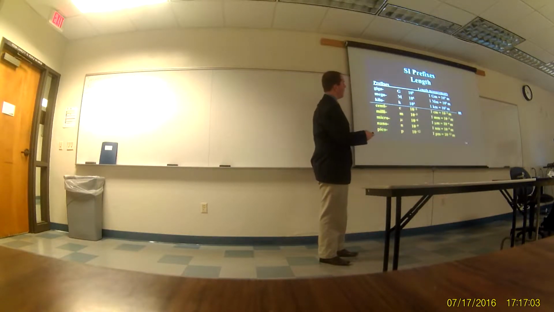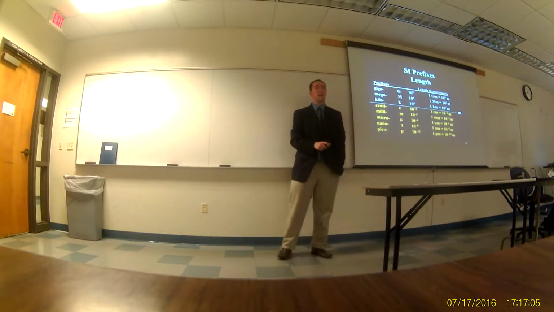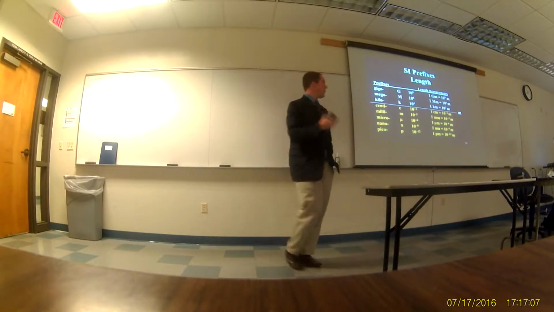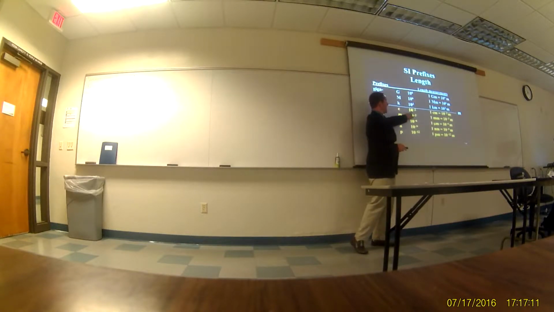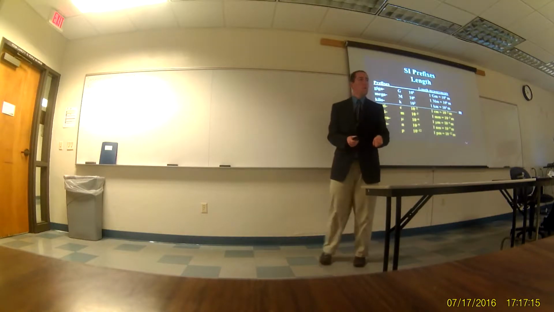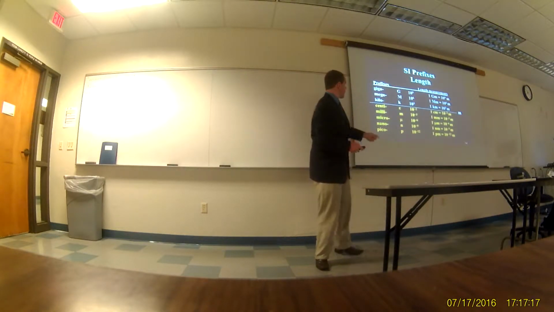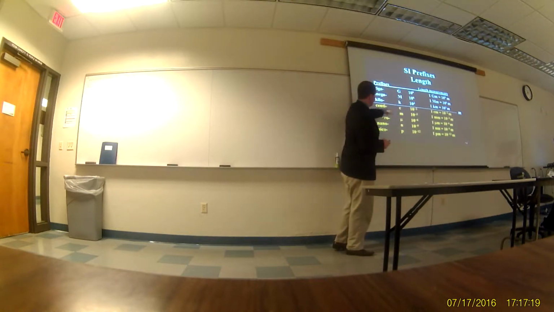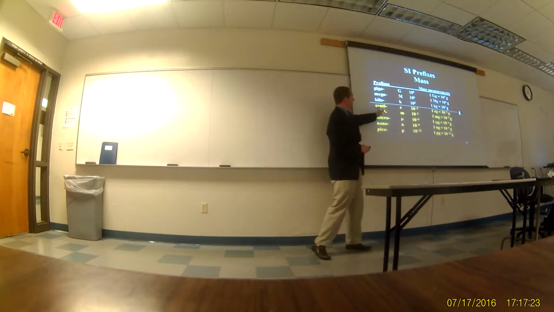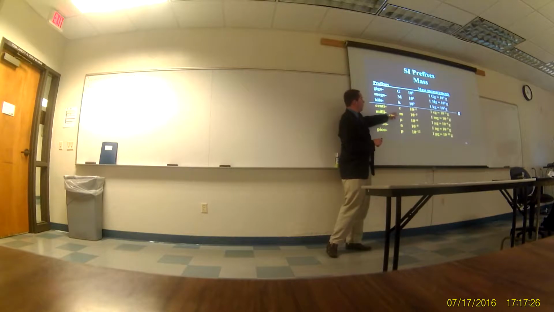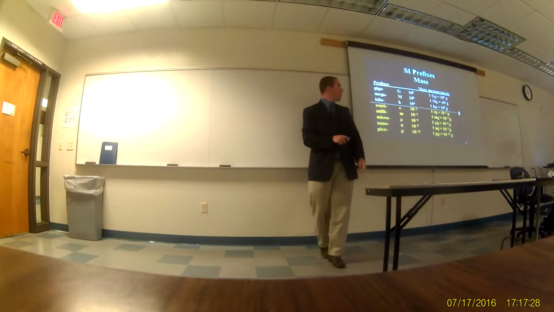And for length, we have an m per meter here. The prefixes stay the same. Centi always means 10 to the negative 2. And 10 to the negative 2 is 1/100th. So a centimeter is 1/100th of a meter. A centigram is 1/100th of a gram.